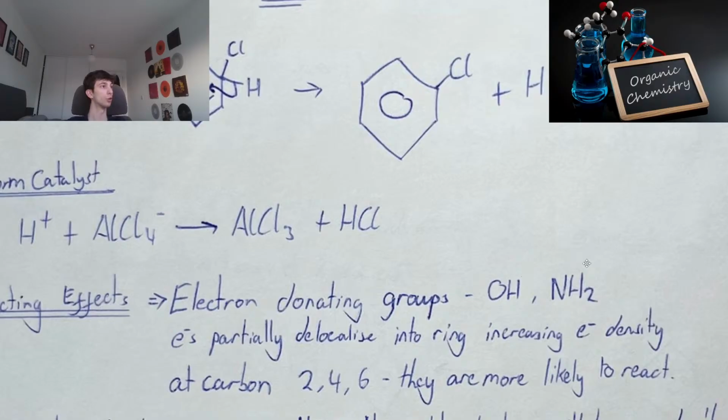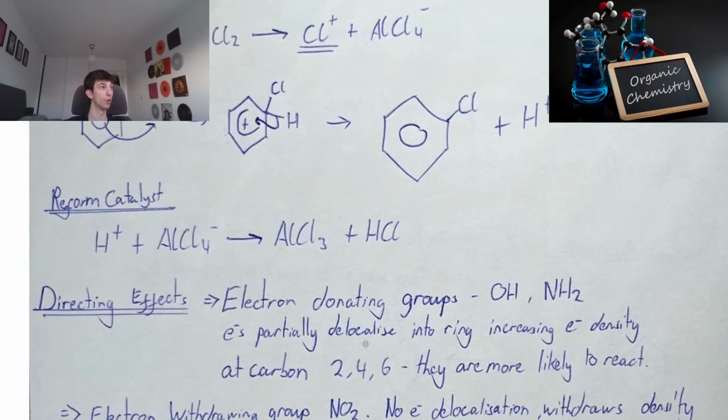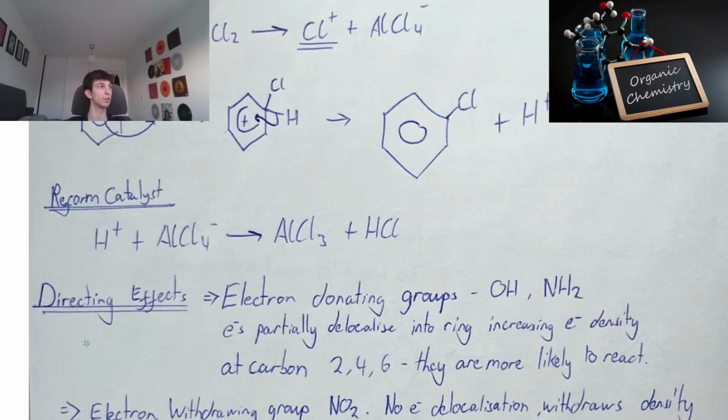Now moving on to directing effects, guys. OH and NH2 are 2,4,6 directing. Why? Because the electrons partially delocalize into the ring, increasing the electron density of the ring at carbons 2, 4, and 6. So these carbons are more likely to react. Also a key idea, why is phenol more reactive? Because the lone pair of electrons on the oxygen partially delocalizes into the pi system, increasing electron density, making it more susceptible to electrophilic attack.